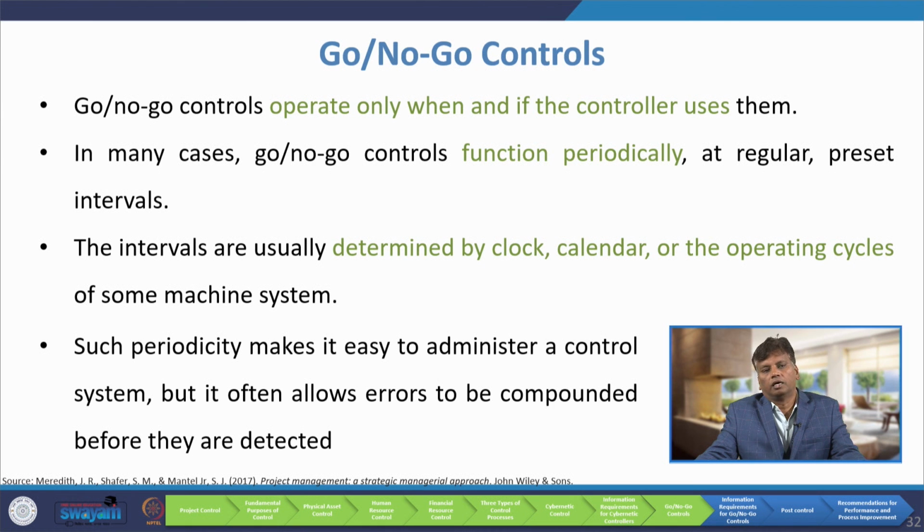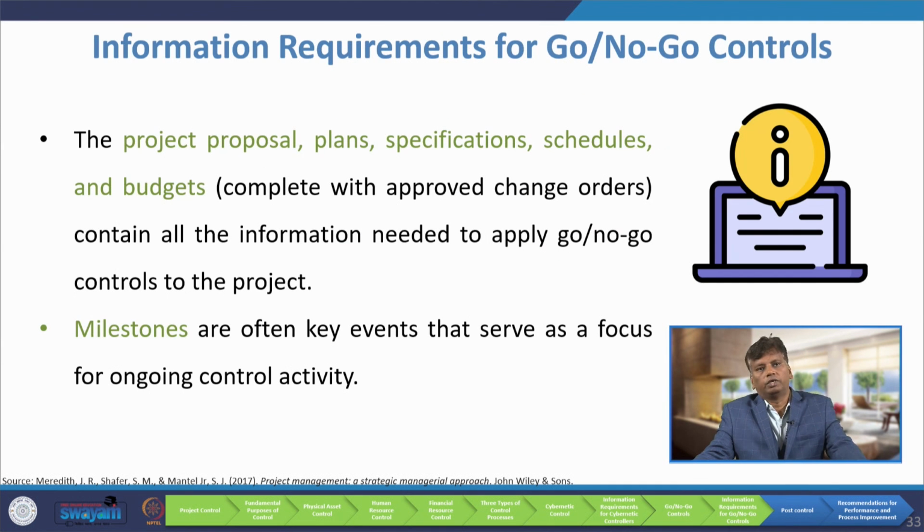In many cases, go no-go controls function periodically at regular preset intervals. The intervals are usually determined by clock, calendar or the operating cycles of some machine system. Such periodicity makes it easy to administer a control system, but it often allows errors to be compounded before they are detected. So, controlling can be done monthly or weekly or at certain business cycles. So, when we do that, some errors get accumulated until we detect them. Next, we will see what information is required for go no-go control.